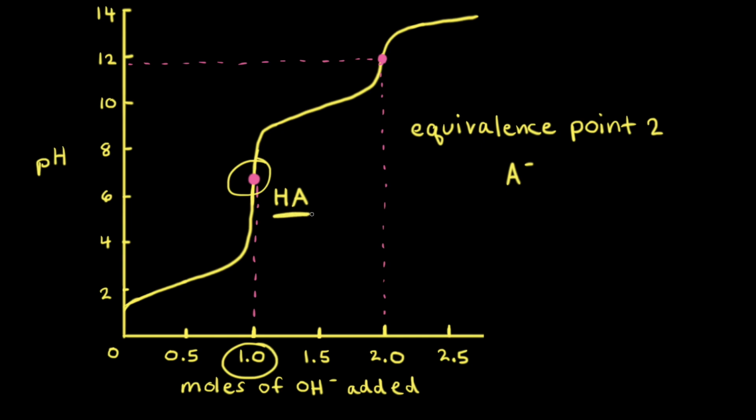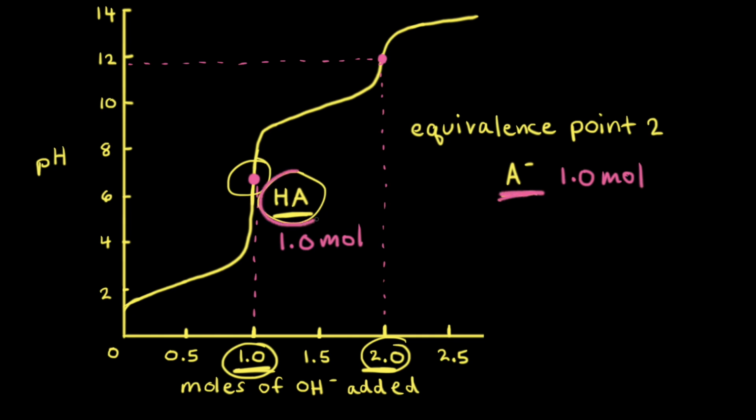Next, let's go back to the first equivalence point, which occurred after we added 1 mole of hydroxide anions. At this point, we have HA. If we add another mole of hydroxide anions, going from 1 mole total to 2 moles total, the extra mole of hydroxide anions will completely neutralize the HA and turn it into A-. So 1 mole of HA reacts with 1 mole of hydroxide anions to form 1 mole of A-. After we've added a total of 2 moles of hydroxide anions, we go up to where that intersects our titration curve, and this point represents equivalence point 2.